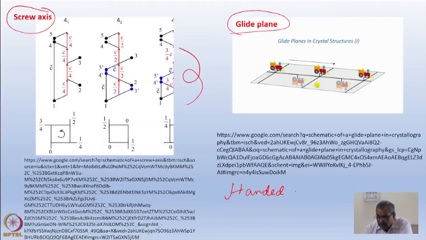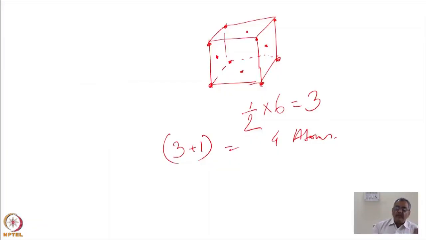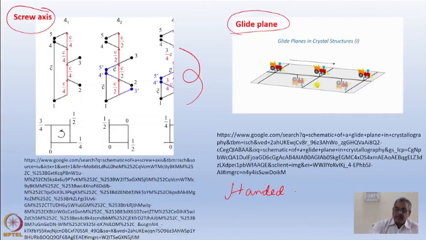And there are cases where, in reality, in crystallographic structures, such things happen. So screw axes and glide planes are the last two symmetry operations that give us all the 230 space groups we know. But ultimately, after talking about all these things, all we need to give as an input is the space group classification when we try to solve the crystallographic structure in the paramagnetic phase.